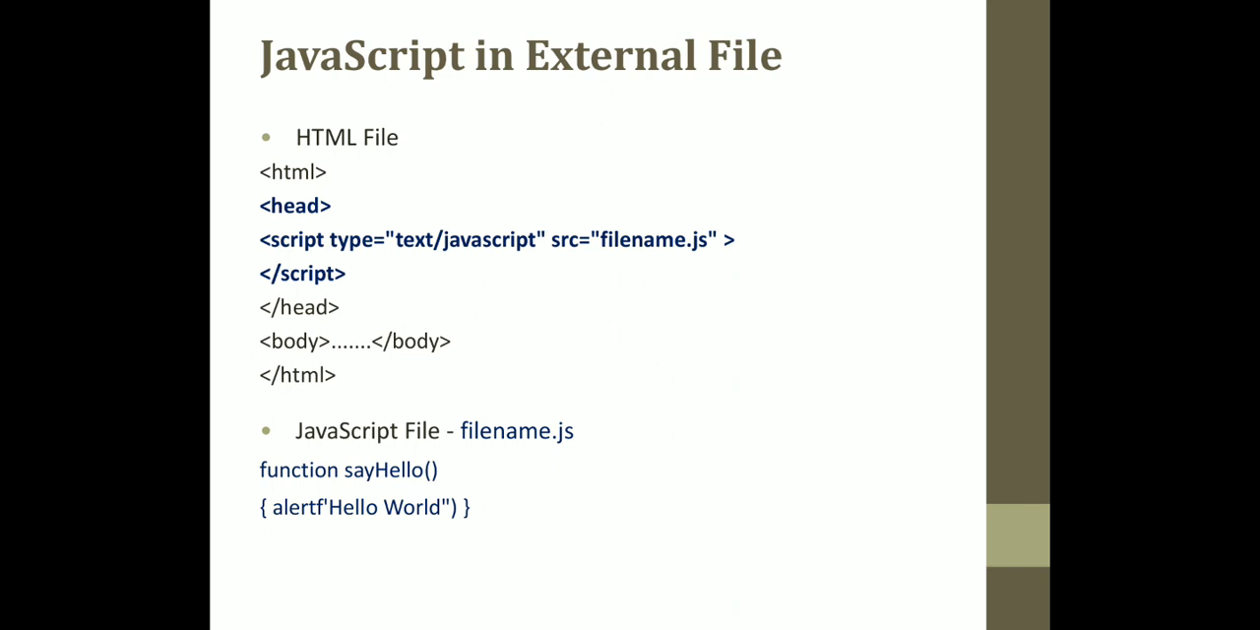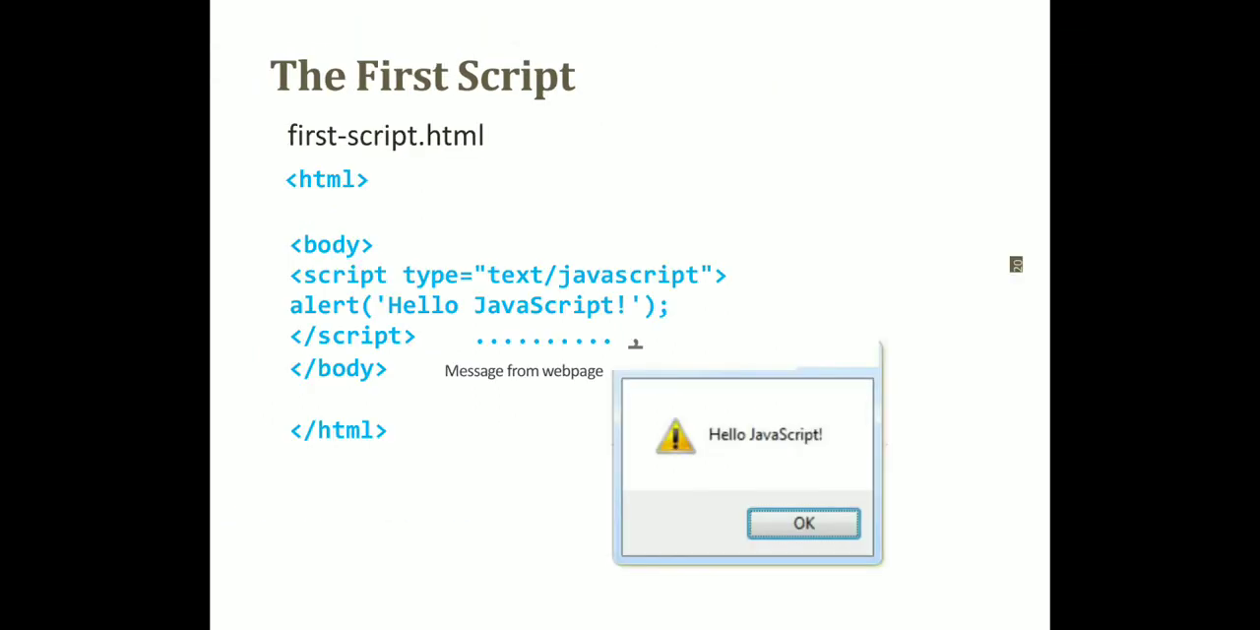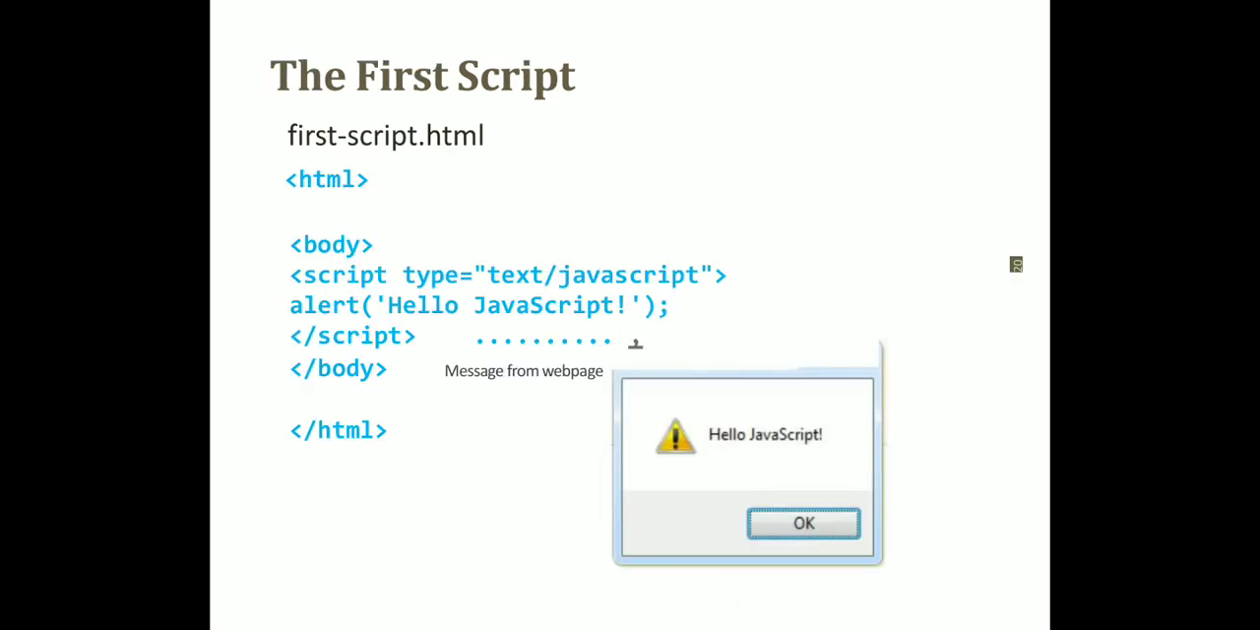Okay, so the external file name.js is given here. It is holding a function, say hello, and the alert as hello world. So it will output as hello world.